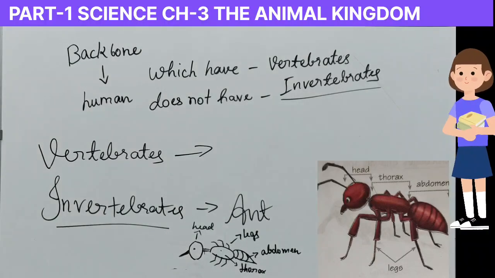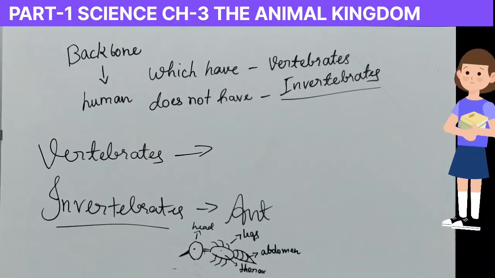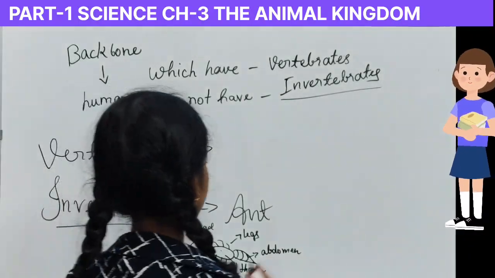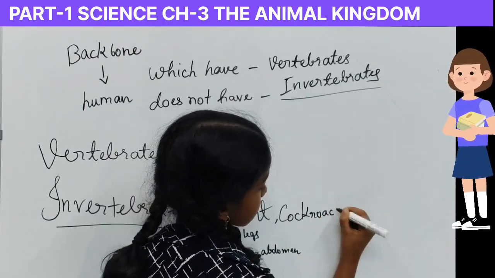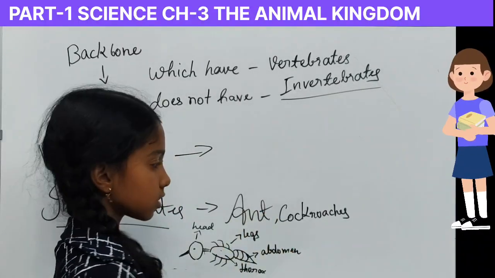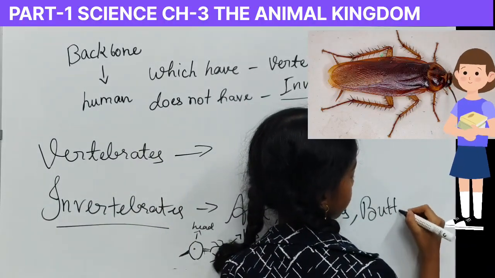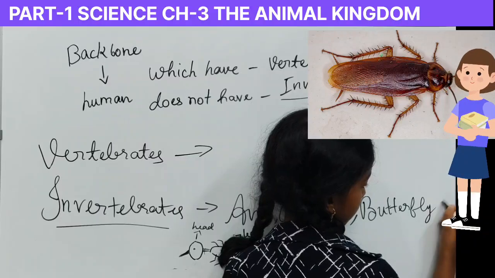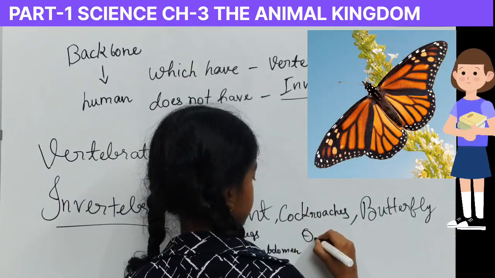There are some more invertebrate examples, such as cockroaches. And not only the cockroaches, there are ant, cockroaches, butterflies, and octopuses.